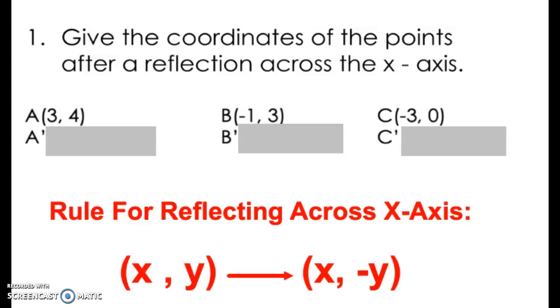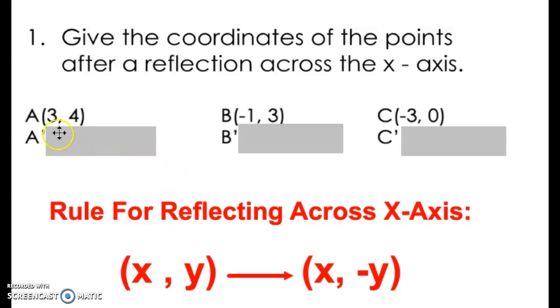So if your y was originally positive, it's going to become negative. If your y-coordinate was originally negative and then you reflect over the x-axis, that y-coordinate will become positive. So there is no change in the x-coordinate, and then you take the opposite of the y-coordinate.